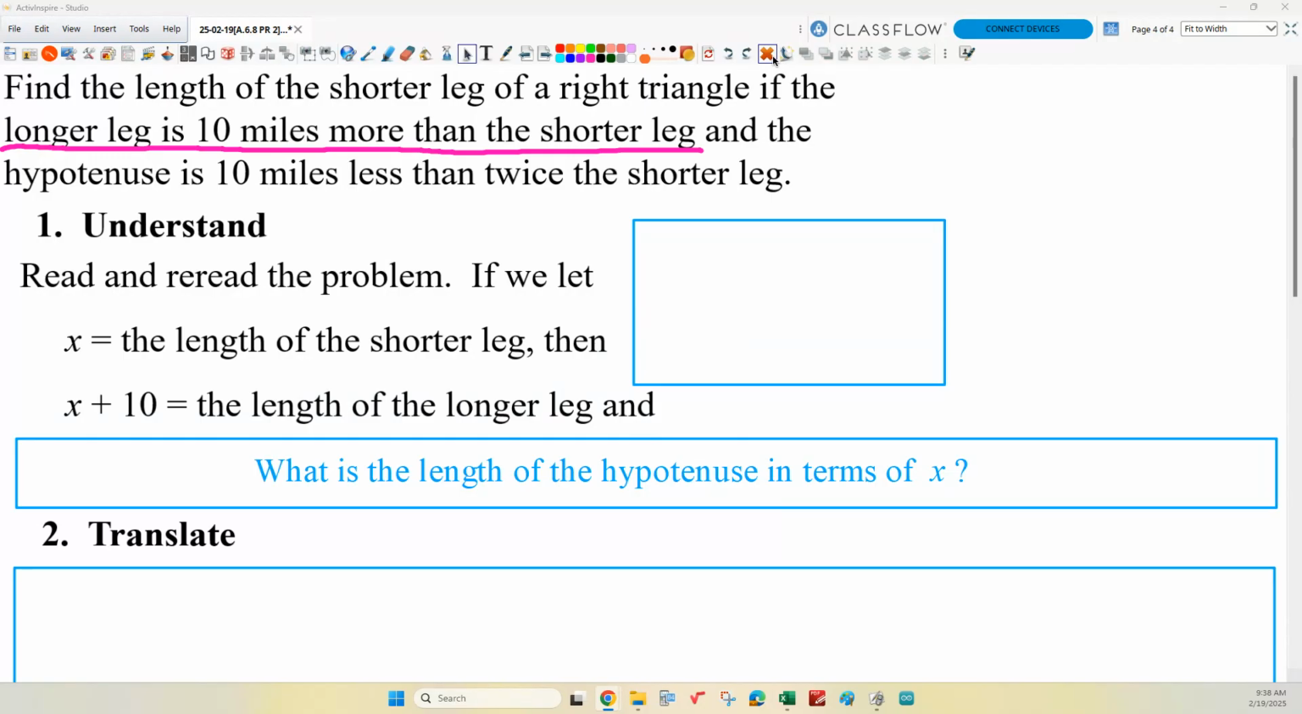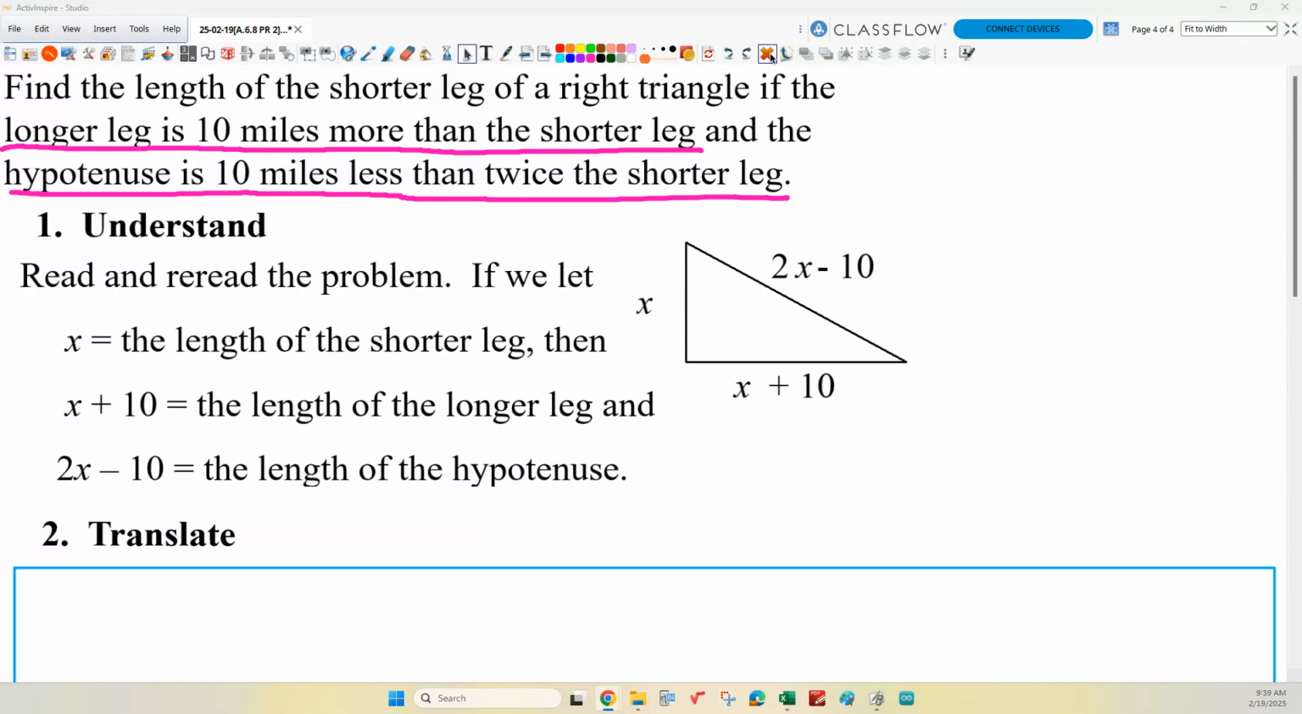Now what about the hypotenuse? It tells us the hypotenuse is 10 miles less than twice the shorter leg. Well, what's twice the shorter leg? And then 10 less than that would be minus 10. 2x minus 10. I got to subtract 10 from that. Okay, good. So there we go, right? The hypotenuse is 2x minus 10.